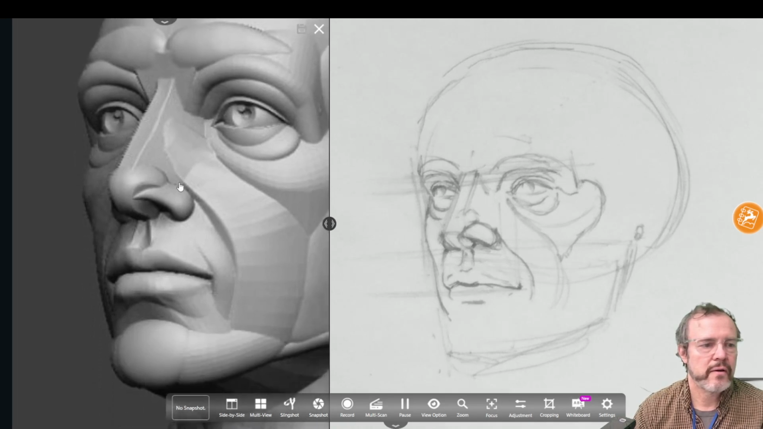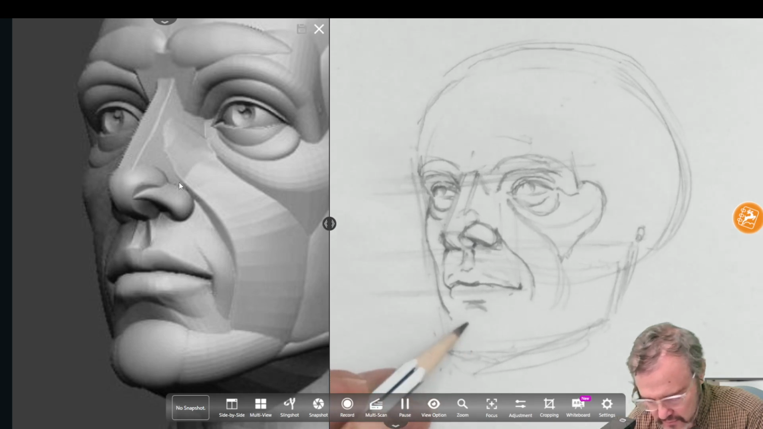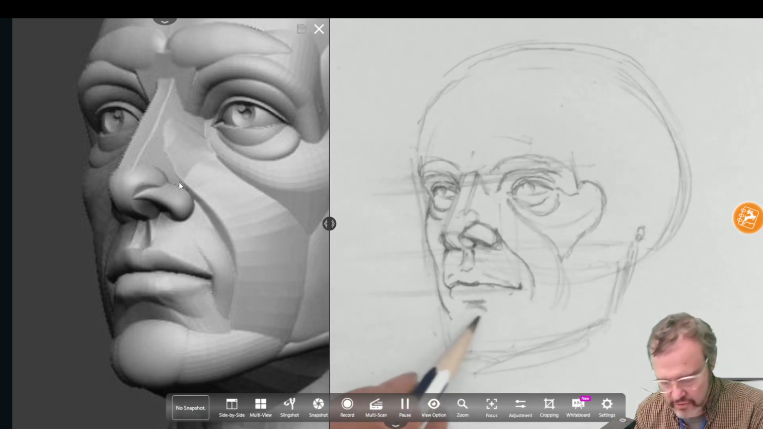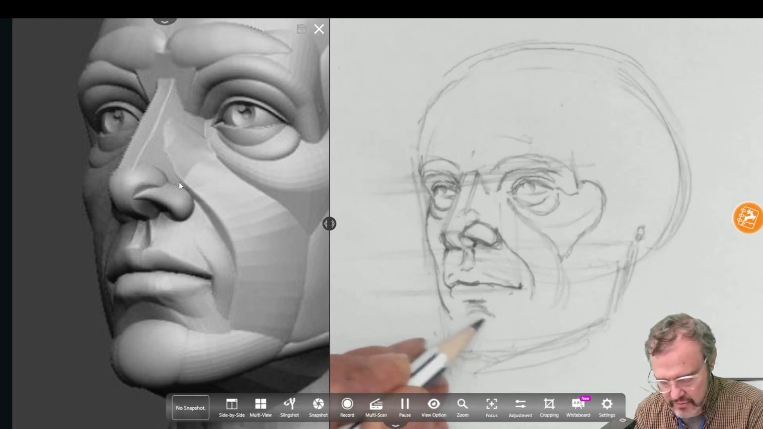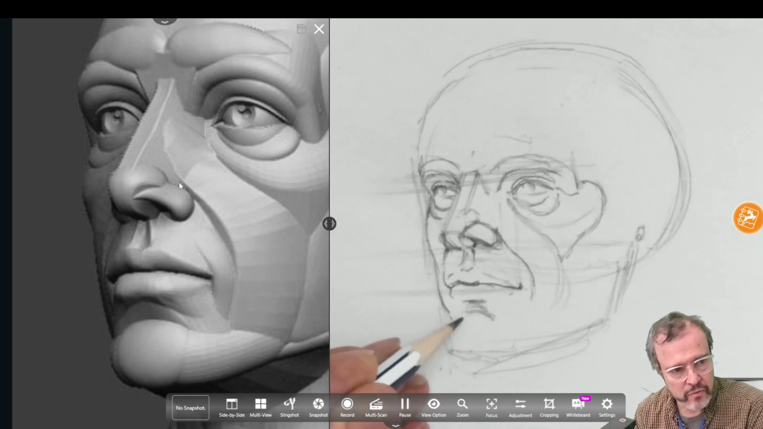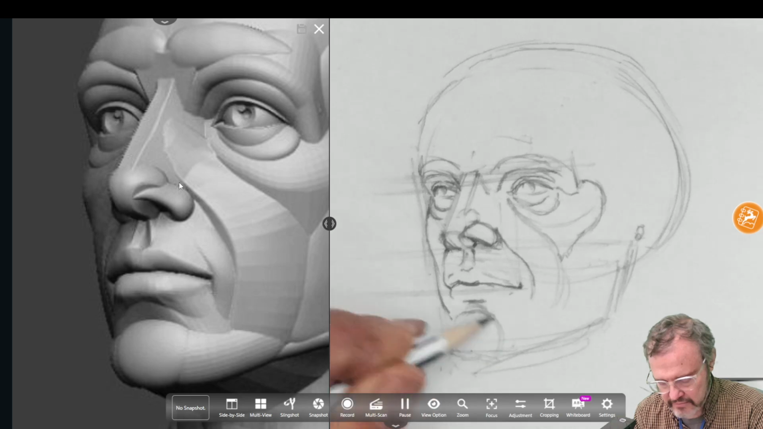Okay. So now we've got the forms of the chin. Here's that little shelf that we usually see between the bottom of the lower lip and the top of the chin. Here's the ball of the chin.